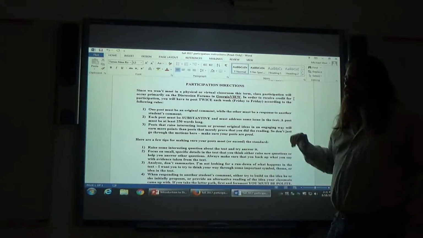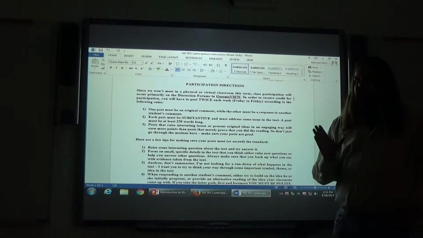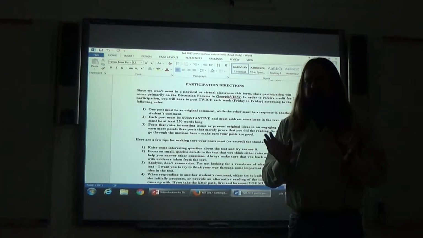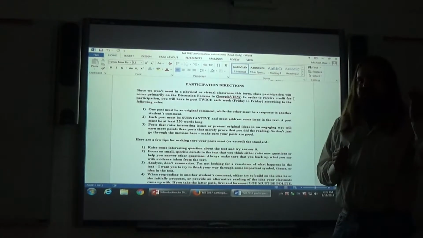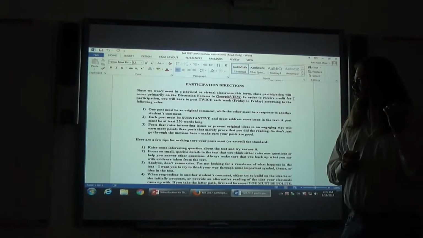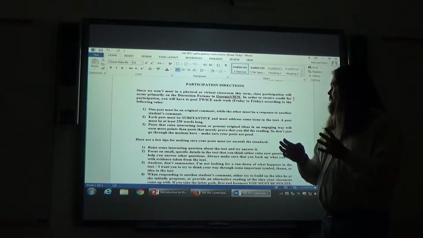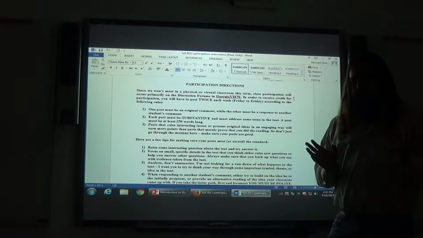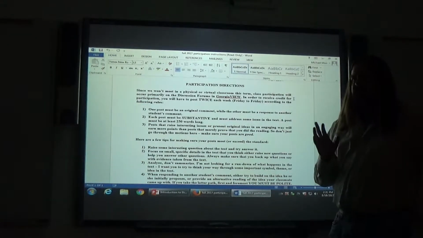From here on, each post must follow the following rules. Your first post needs to be an original comment on the text for that week. Your own original thought about it, your own sort of brief analysis. The other has to be a response to another student's comment. Each post should be substantive. It should be relatively lengthy and should address some important issue in the text. More on how to do that in a moment. Each post must be at least 250 words long.